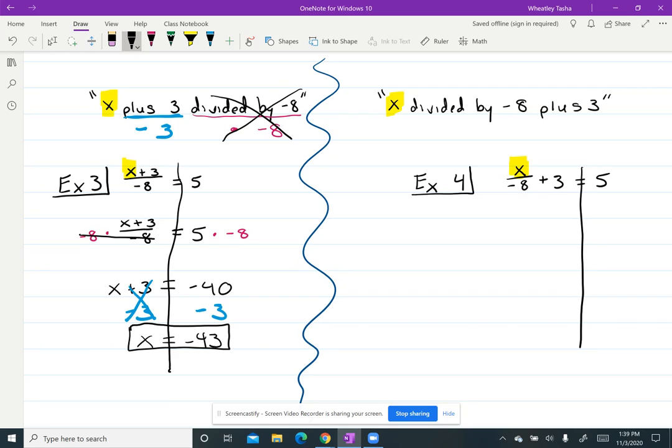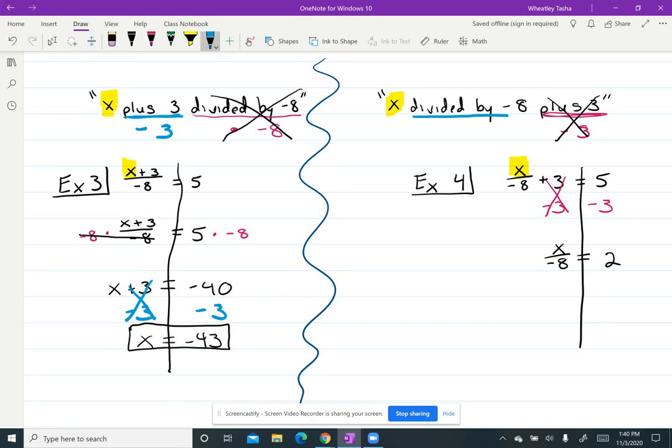Now for example 4, we're going to do the same thing, except the last step that we read was plus 3. So that's the first thing that we've got to do, is take the inverse of addition, which is subtracting 3 from both sides. Positive 3 minus 3 equals 0. So then my x divided by negative 8 drops down. And then 5 minus 3 equals 2. And then I can cross out that step that it's completed.